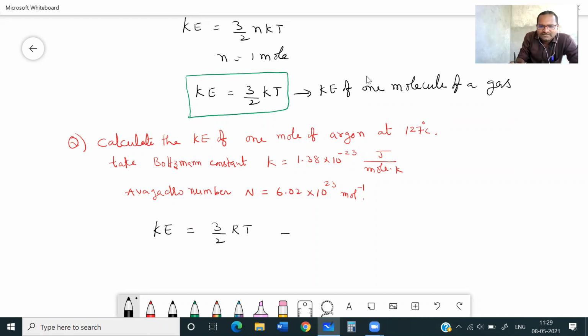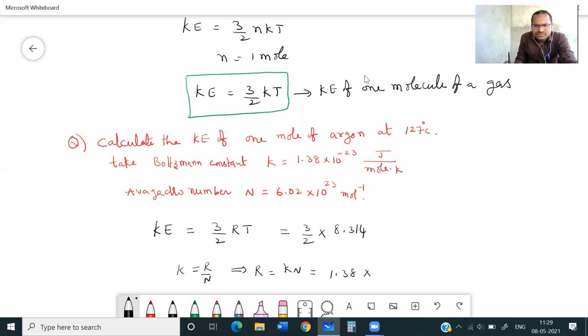Substitute 3/2, R value 8.314. Clear? Okay. So how, sir? They have given K and N. How will we get 8.314? See, you will get the answer. We know, K is equal to R by N, that implies R is equal to K into N. K value, how much is given? Here only, see.